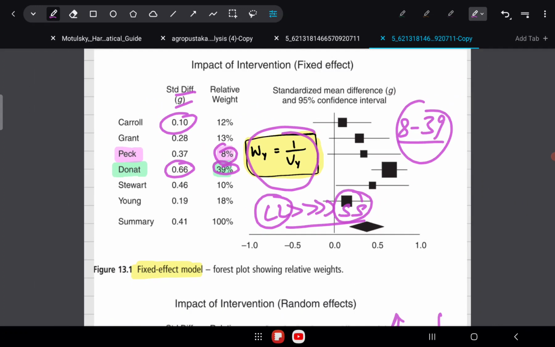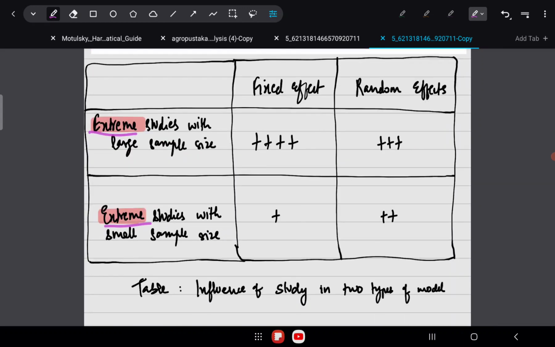So the relative importance of an extreme study will also change between fixed and random effect modeling. In fixed effect modeling, let's say we have an extreme study that has a very extreme effect size, and it also has a large weight. That becomes hugely important, because not only does the study have a large sample size, it also has an extreme effect size. So it will pull the summary effect towards it. The importance of this study is much higher. And let's say we have a small study that also has an extreme effect size, but because it is a small study, unfortunately it will not be that important in fixed effect modeling.